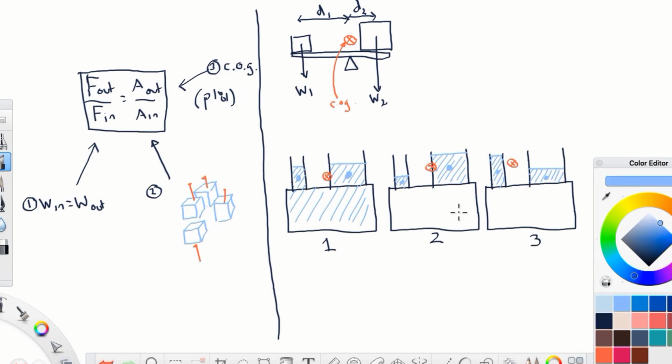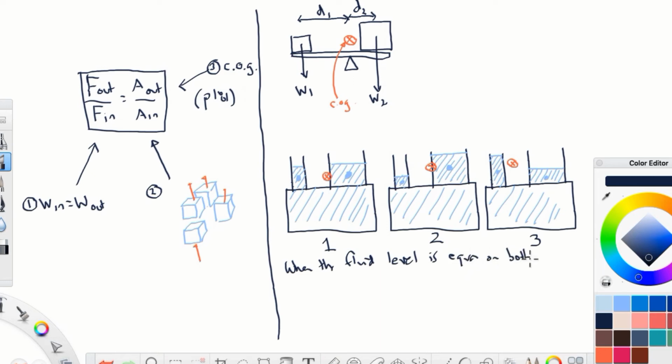As it ends up, let me remind you that there is fluid in each of these chambers like this. What ends up happening is you'll find that when the fluid level is equal on both sides, the center of gravity is lowest. And whenever the fluid level is adjusted so that it's higher on one side than the other, the center of gravity actually goes up. And so this is how Pascal explains why these fluid levels must be equal.